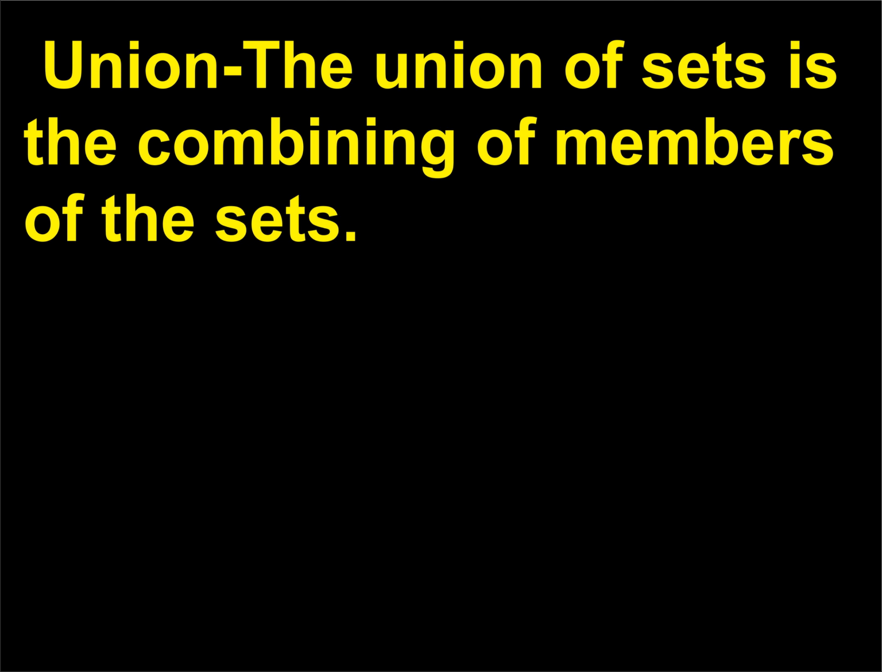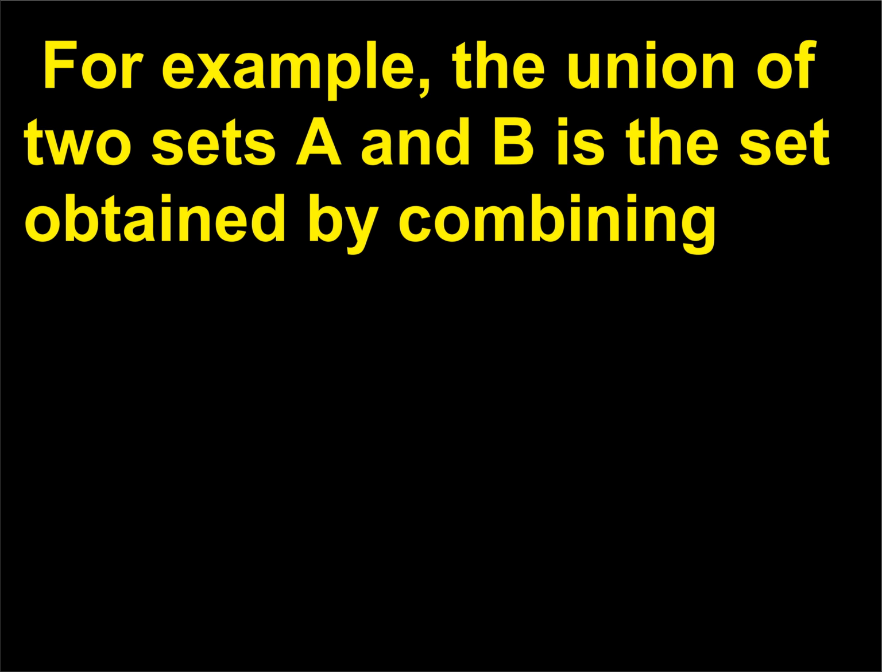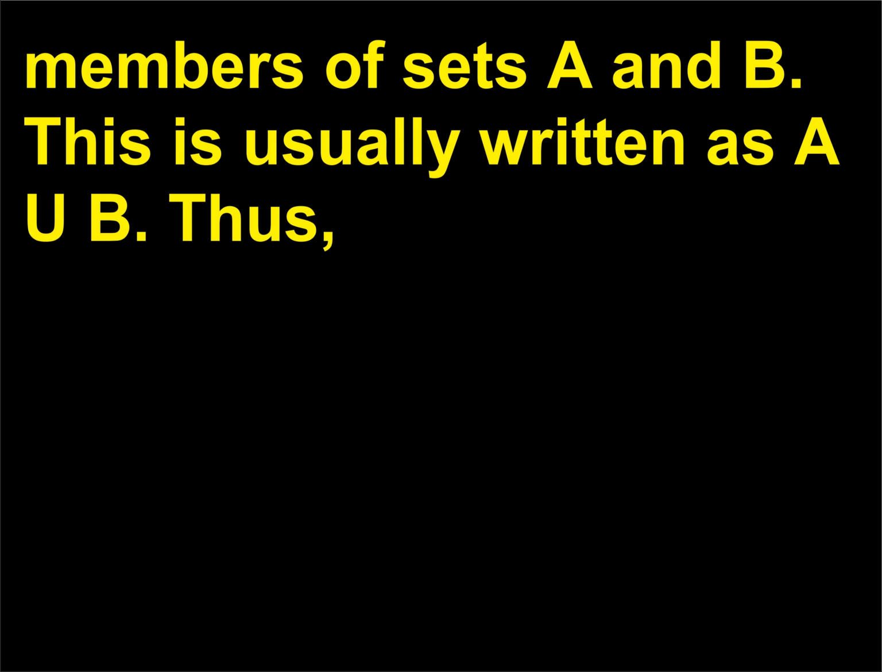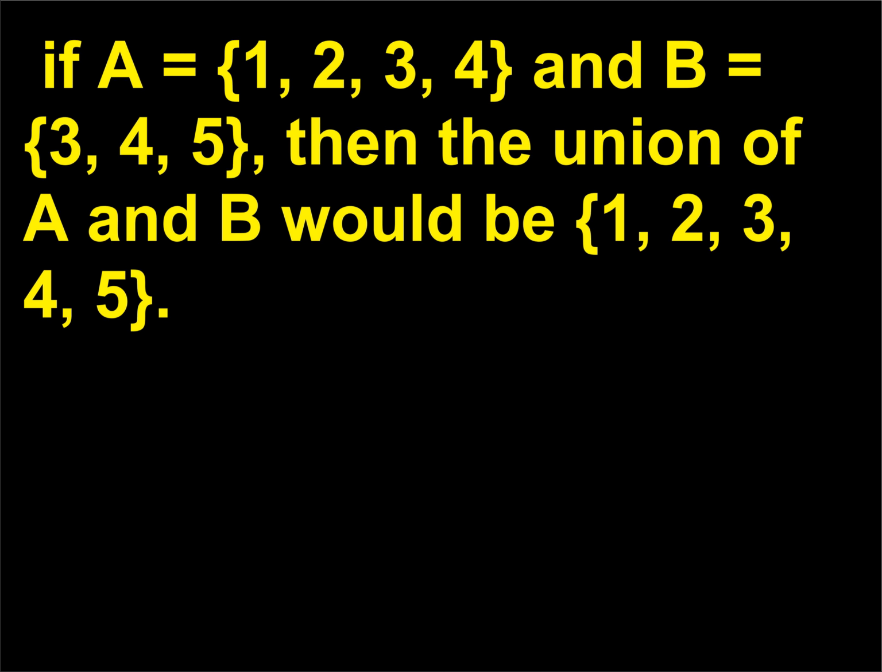Union. The union of sets is the combining of members of the sets. For example, the union of two sets A and B is the set obtained by combining members of sets A and B. This is usually written as A ∪ B. Thus, if A equals {1, 2, 3, 4}, and B equals {3, 4, 5}, then the union of A and B would be {1, 2, 3, 4, 5}.